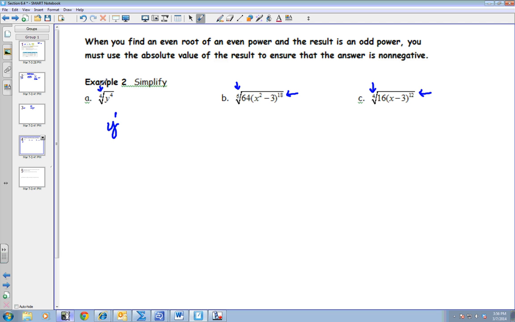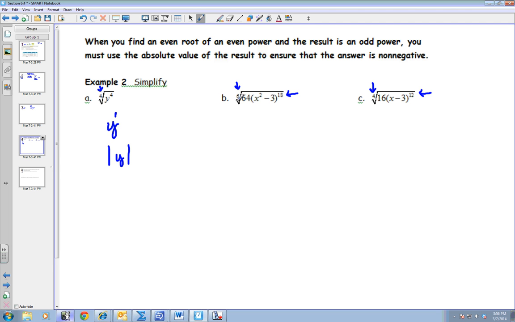So look, I had an even root of an even power, and my answer was an odd power. So my answer is going to be not just y, but the absolute value of y. Okay? Because y has to be positive for me to be able to do this. All right, let's do this.